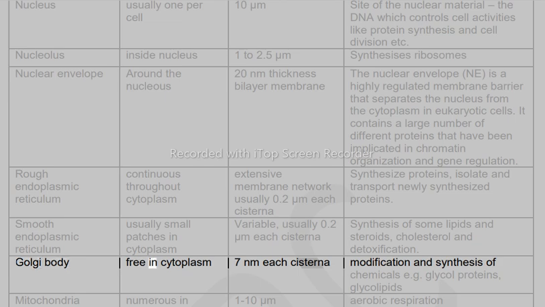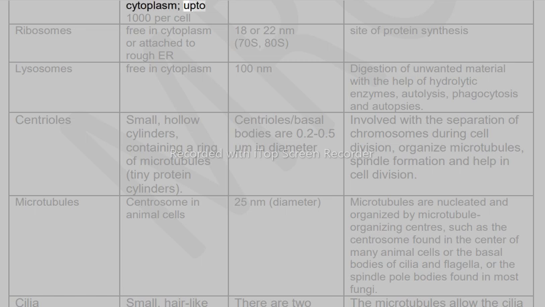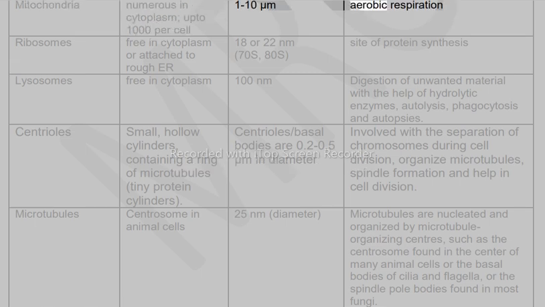Golgi body, free in cytoplasm, 7 nanometers each cisterna. Modification and synthesis of chemicals, e.g. glycoproteins, glycolipids. Mitochondria, numerous in cytoplasm, up to 1000 per cell, 1 to 10 micrometers, aerobic respiration. Ribosomes, free in cytoplasm or attached to rough ER, 18 or 22 nanometers, 70S, 80S, site of protein synthesis.